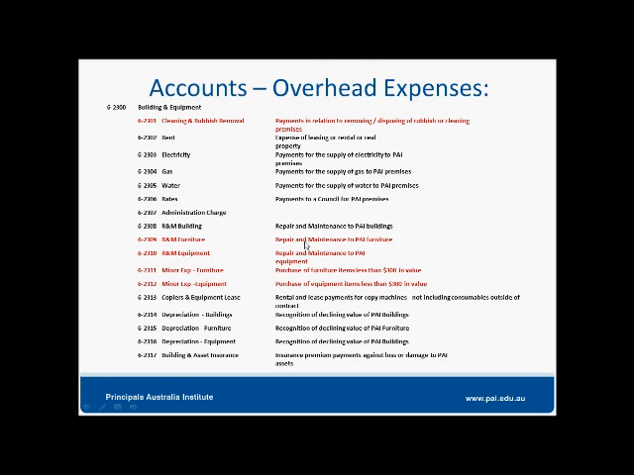Repairs and maintenance, again, more often a head office function or a central function, but you may come across it if, for example, in a particular office you needed to get someone in to fix a chair or to maintain some equipment.